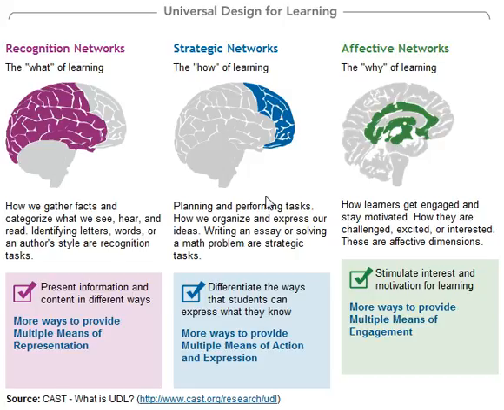The next network that Universal Design for Learning takes into account is the strategic network. And this is the second illustration, the illustration in the middle that's in blue. And the strategic network is the skills, the how of learning, how we organize our information, how we as learners organize the content, and then how we express it. How do we prove, how do we show that we know what we know?